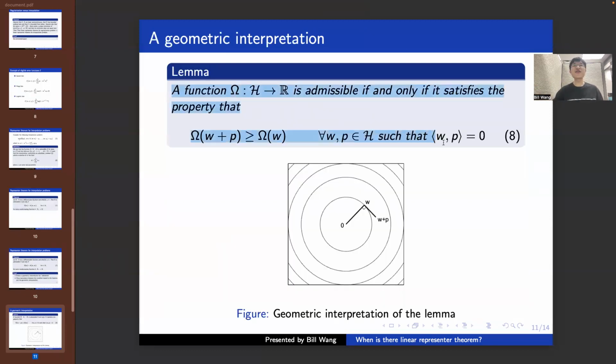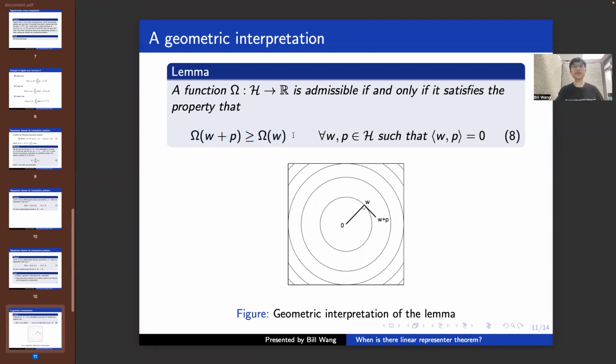So the geometric interpretation is really nice because if you draw it on a graph, it's as if we are drawing contours. And then we just want to say that when the input of the penalty function is a sum of two orthogonal vectors, then the penalty function necessarily takes on a larger value than when the function only takes in one of the orthogonal vectors. If you don't understand what I just said, then you can look at this graph. I think this graph is a pretty nice illustration of this condition here.